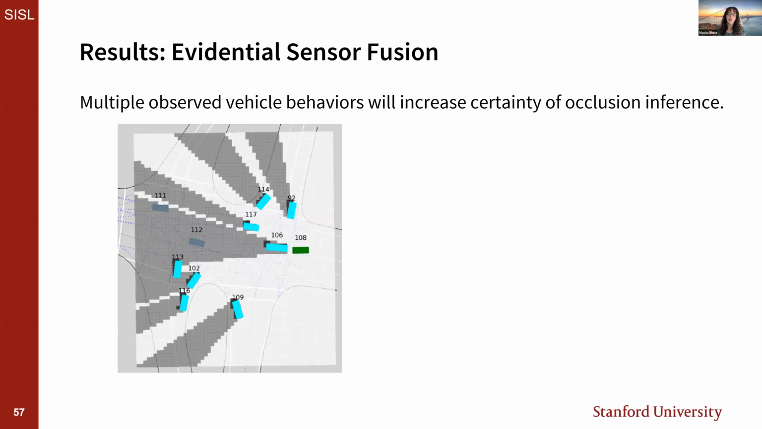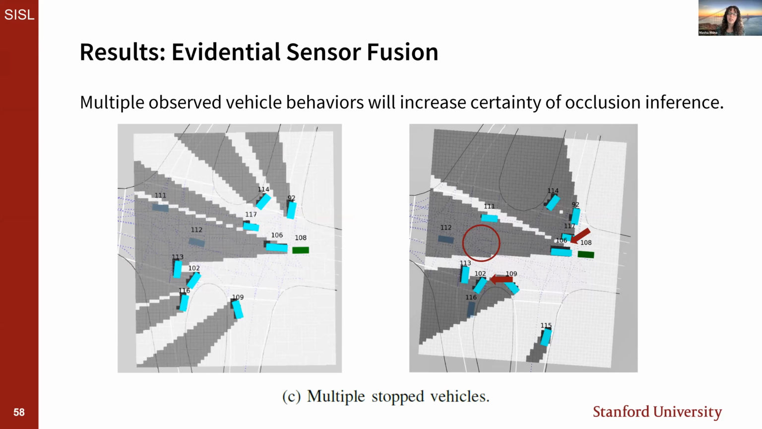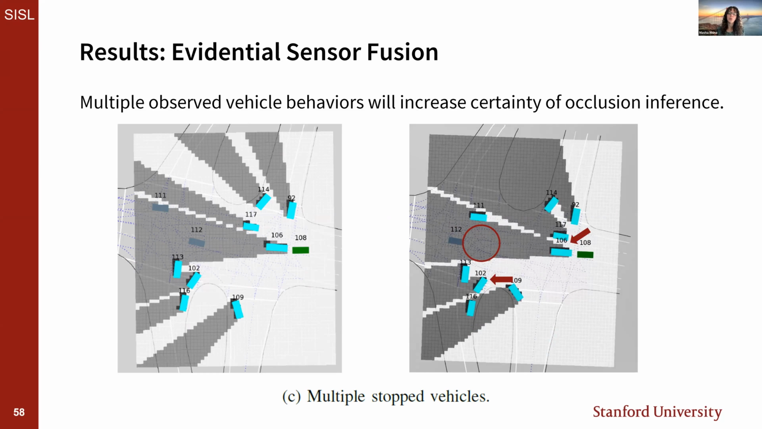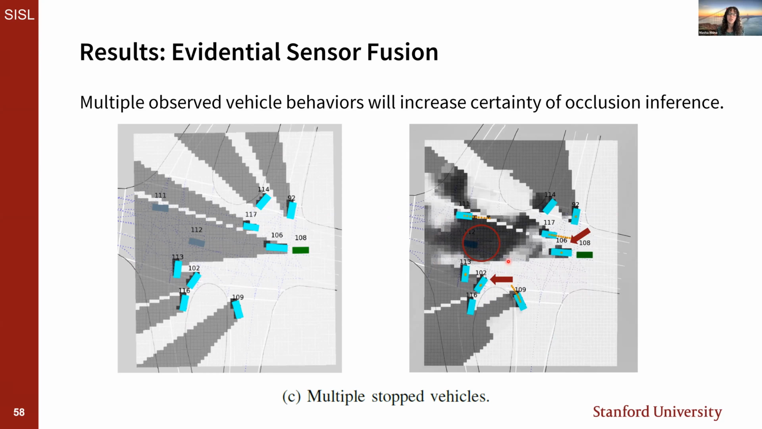In this scenario, ego vehicle 108 is waiting at a left turn. Observed driver 106 is ahead of this ego vehicle, also waiting to turn left. Drivers 113, 102, and 116 are also visible and stopped. And an oncoming occluded driver 112 is shown here as well. We can incorporate measurements from all of the drivers. The inferred occupancy is of higher certainty due to multiple agreeing measurements, resulting in a high occupancy region around occluded driver 112.